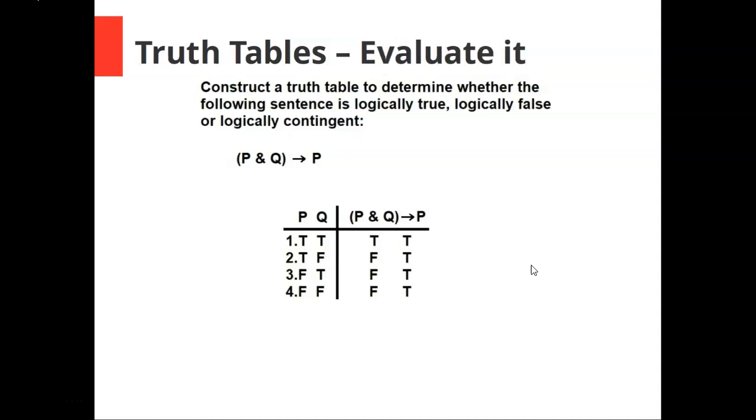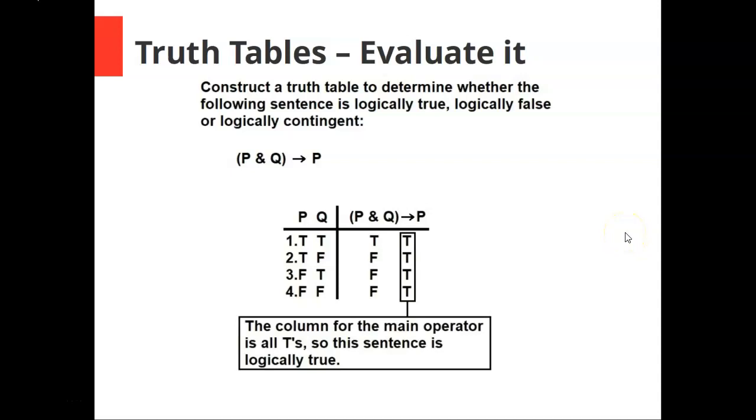Now we have to evaluate it. We look at the main operator column, which is the column that, if you've done it correctly, should be the last column that you fill in. And we see the column for the main operator is all T, so this sentence is logically true. If again you're wondering what the main operator is, ask yourself this question: what type of sentence is this? Yes, it's a complex sentence, but it's also a conditional, right? It's a conditional, that's the main operator, that's the idea. It's a conditional where the antecedent is a conjunction and the consequent is a simple sentence, but it's a conditional, so the conditional is the quote-unquote main operator.